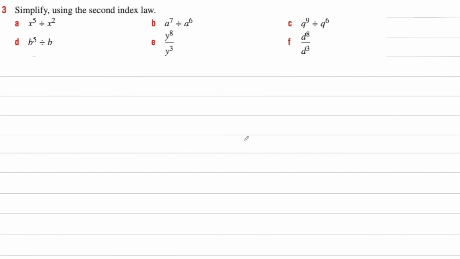Okay. Question 3, we will work with quotient. Subtraction, yeah. h to the power of 5 minus 2, this means h to the power of 3. The next you got B, a to the power of 7 minus 6, because here is the division between two indices. And a to the power of 1 or only a.